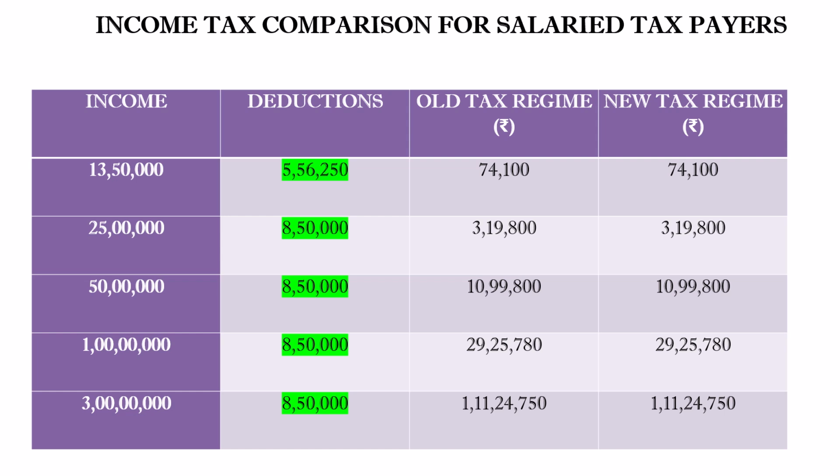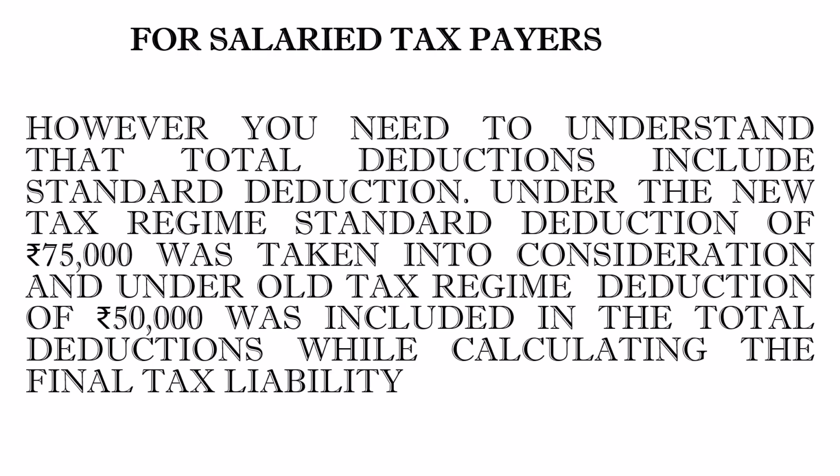The surcharge has been taken into account. Further, you need to understand that if you want to choose the old tax regime, then your deductions should exceed the amount of deductions mentioned in this table. The total deductions include the standard deduction. Under the new tax regime, a standard deduction of 75,000 was taken into consideration, and under the old tax regime, the deduction of 50,000 was included in the total deductions while calculating the final tax liability.